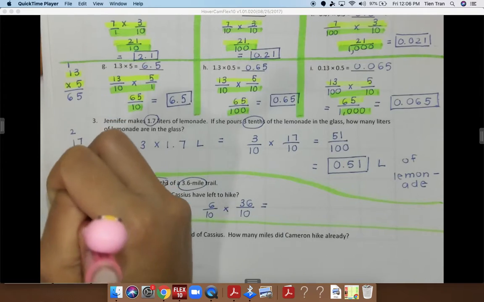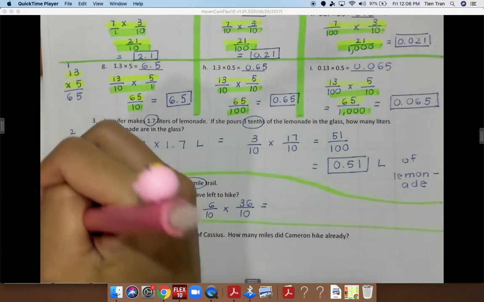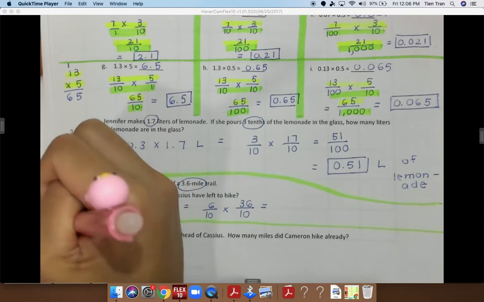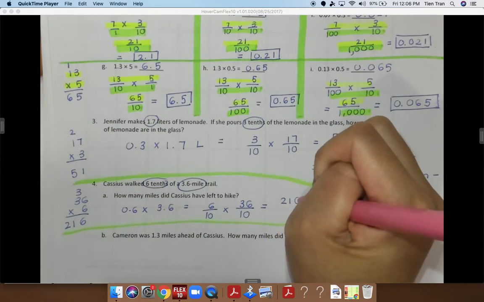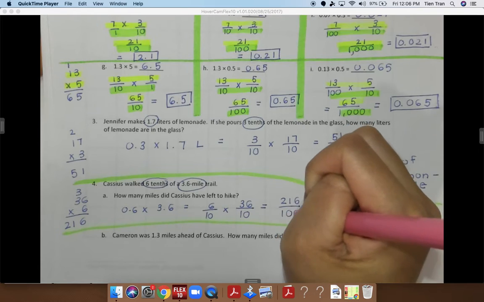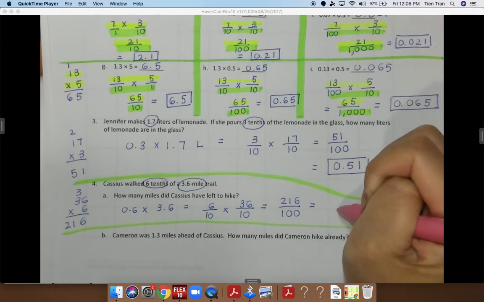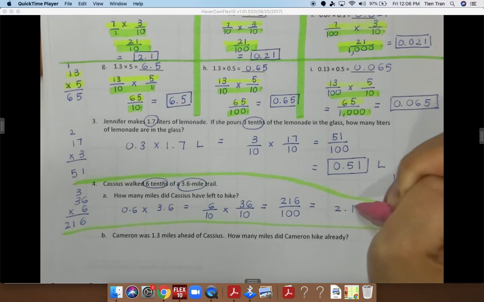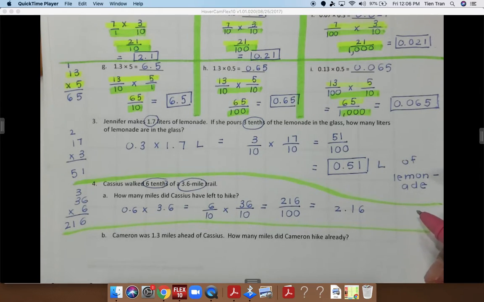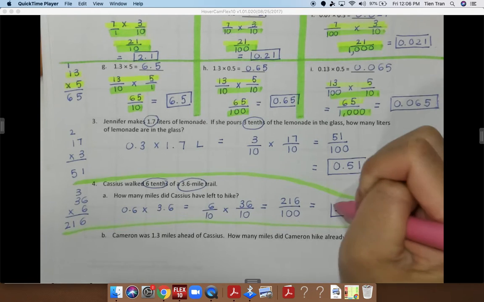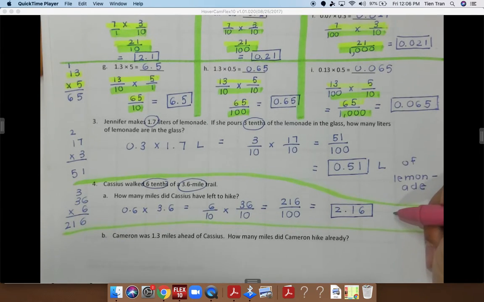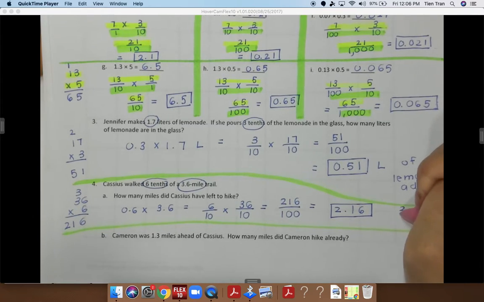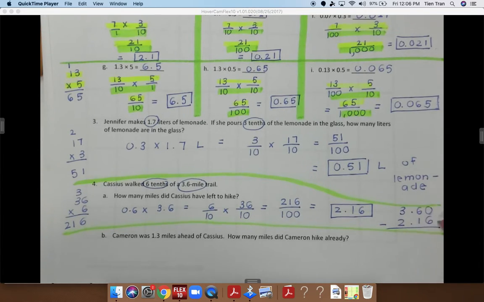6 times 6 is 36. 6 times 3 is 18, plus 3 is equal to 21. So we have 216. 10 times 10 is 100. So that means we have 216 hundredths. Okay, now I am going to subtract. What am I subtracting? I'm subtracting from 3.6 miles because I want to know how much is left. So I'm subtracting 3.60 minus 2.16.